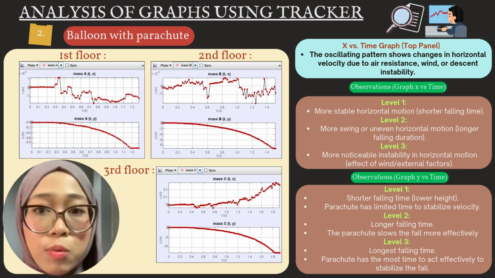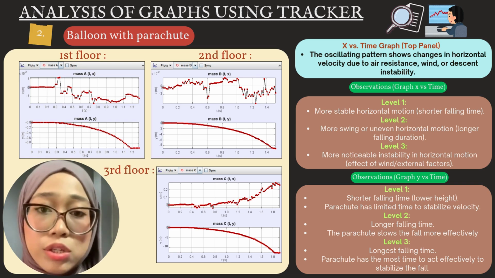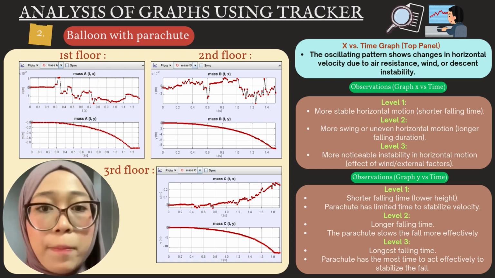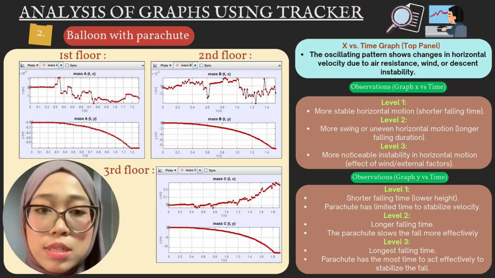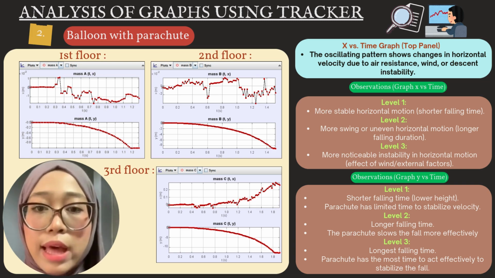And from the Y versus time graph, we can see at level 1, the balloon had a shorter falling time due to the lower height, so the parachute has limited time to stabilize the velocity. At level 2, the balloon had a longer falling time, so the parachute slows the fall more effectively. At level 3, the balloon had the longest falling time, and the parachute has the most time to act effectively to stabilize the fall.